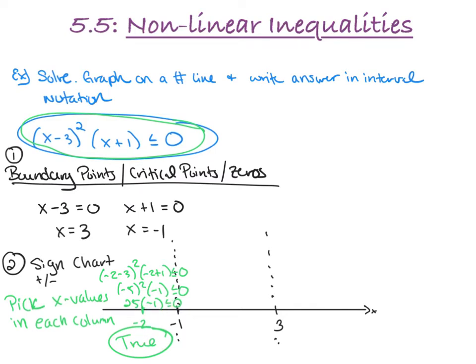And I'm going to keep going. I'm going to pick 0 in the middle column. Plugging that in, I have 0 minus 3 squared times 0 plus 1 is less than or equal to 0. I want to see if I get true or false out. So this would be negative 3 squared times 1. 9 times 1. Oh, that's not true. 9 is less than or equal to 0. That's false.